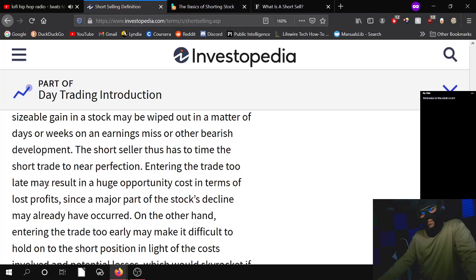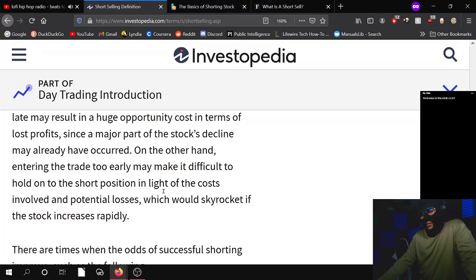Entering the trade too late may result in huge opportunity cost in terms of lost profits. Okay, let me finish this. Since a major part of the stock's decline may already have occurred. On the other hand, entering the trade too early makes it difficult to hold the short position in light of the cost and involvement of potential losses, which would skyrocket if the stock increases rapidly. Yep, timing is always a thing with almost anything.